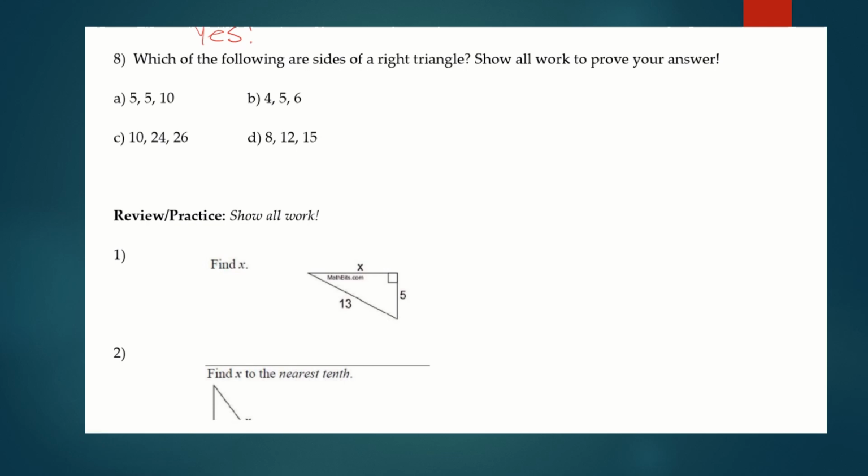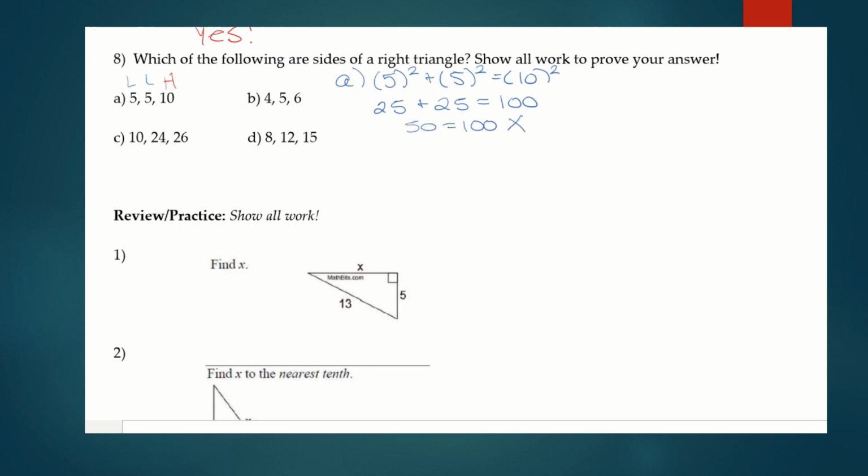So starting with A. With A, 5 and 5 would be our legs and 10 would be our hypotenuse. So plugging in these values into the Pythagorean theorem, let's see if they work. All right, 5 squared is 25, plus 5 squared is 25, equals 10 squared, which is 100. Does 50 equal 100? Nope. So A is out. It is not a right triangle.